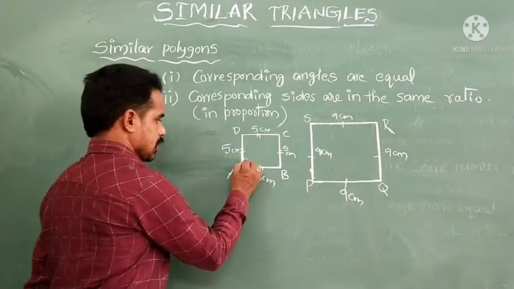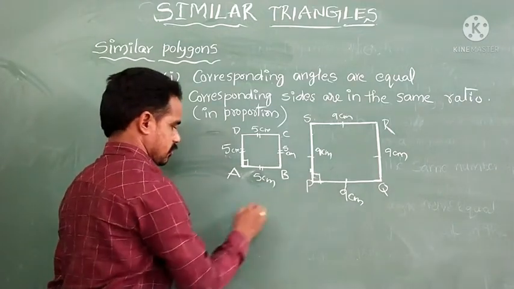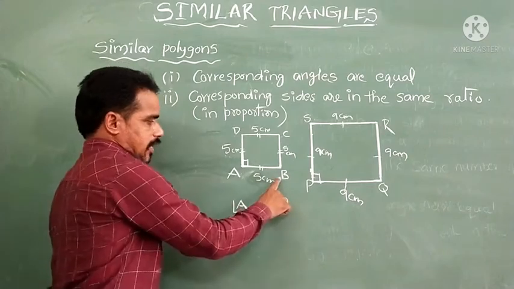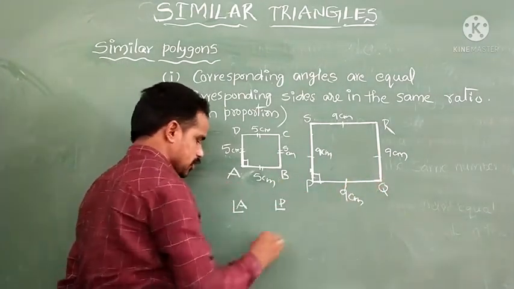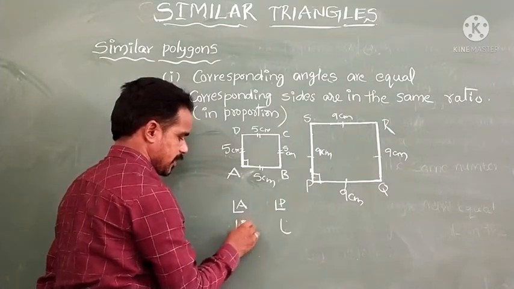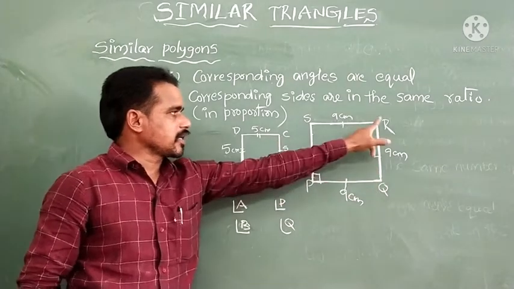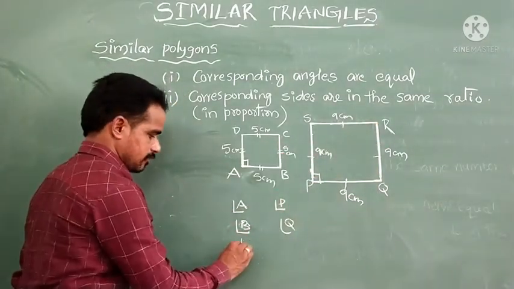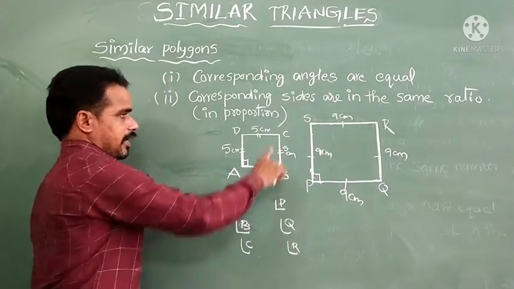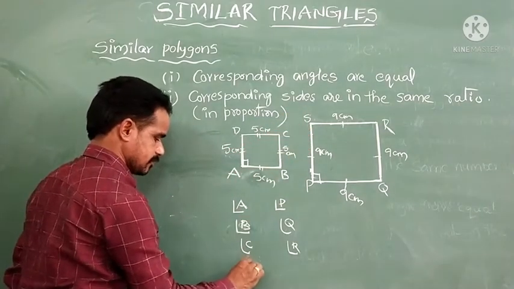Corresponding angles. Angle A is the corresponding angle to angle P. Next, angle B is the corresponding angle to angle Q. Next, angle C is the corresponding angle to angle R. Next, angle D is the corresponding angle to angle S.